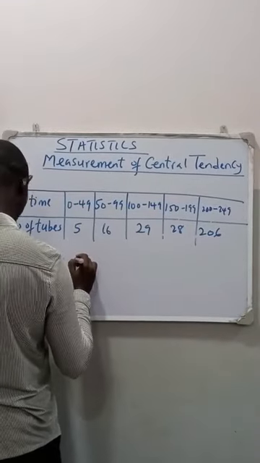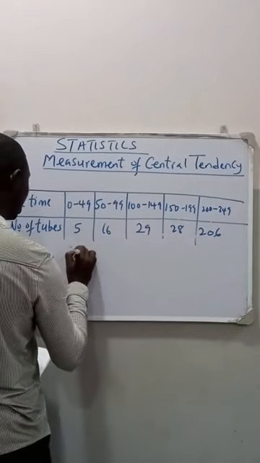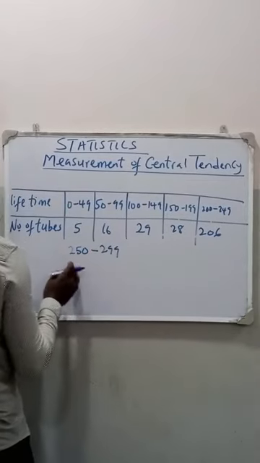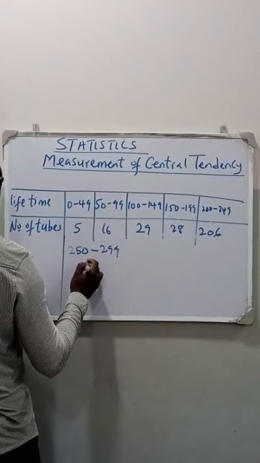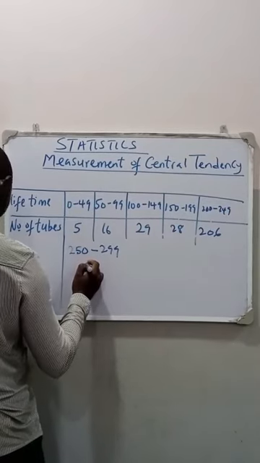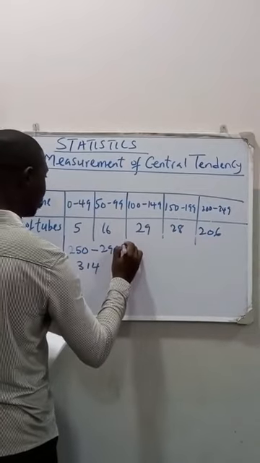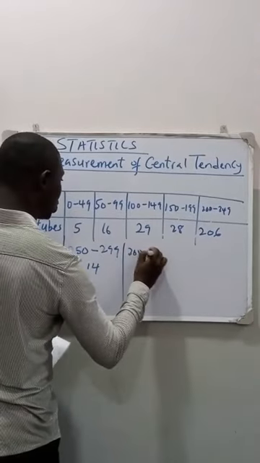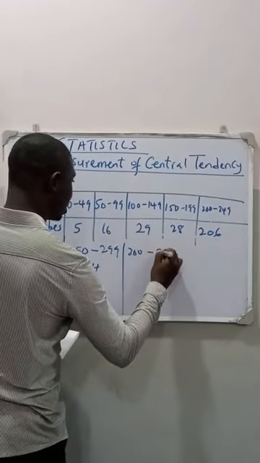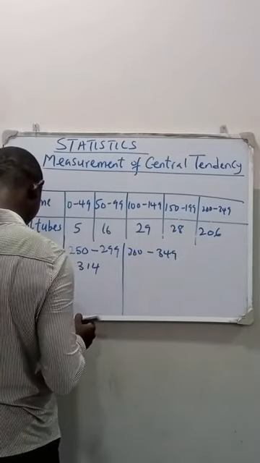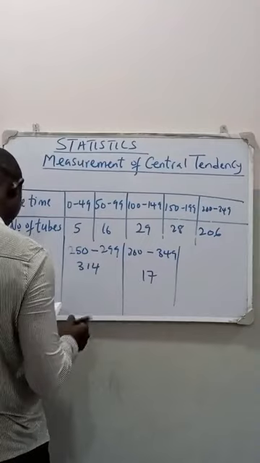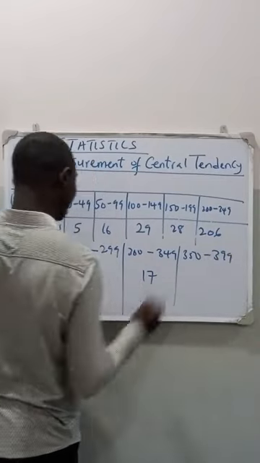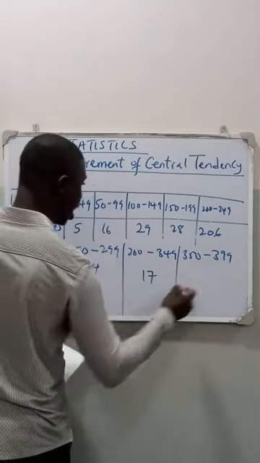After 200 to 249, we have 250 to 299, and the frequency is 314, followed by 300 to 349. For 300 to 349, we have 17, followed by the last one, which is 350 to 399, which contains 5.